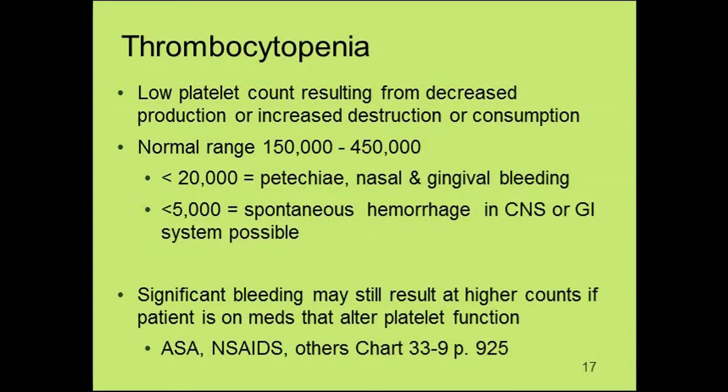Anything less than 20,000, we're going to see things like petechiae, nosebleeds, bleeding in the gums. Counts less than 5,000 can result in spontaneous hemorrhaging in the central nervous system, which would be like a head bleed, definitely in the GI system. So these are the people that you're going to see having upper or lower GI bleeds. When their counts get down that low, that can be a potentially fatal scenario when their platelet count is below 5,000.